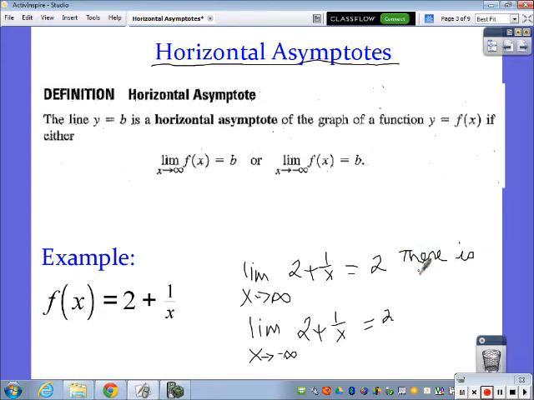there is a horizontal, it's hard to write that in cursive, asymptote, and it's y equals 2, because that would be a horizontal line. So that would be how I would discover horizontal asymptotes using infinite limits.